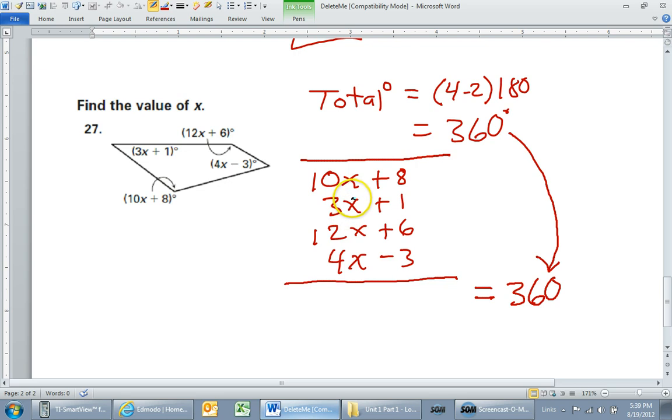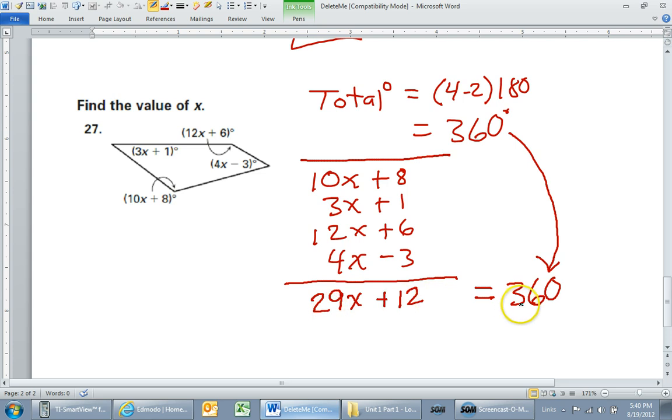So let's add these up. Let's start with the x's. 10 and 10, that's 20. 3 and 2, that's 5. So that's 25 so far. Plus 4, that's 29. So I've got 29x. On this side, I've got 8, I've got 9, I've got 15, minus 3, that's going to give me 12. So I've got 29x plus 12, and all that total should equal 360 degrees.